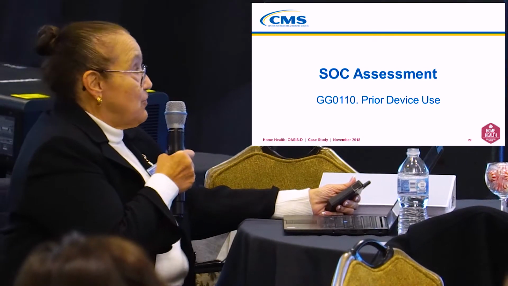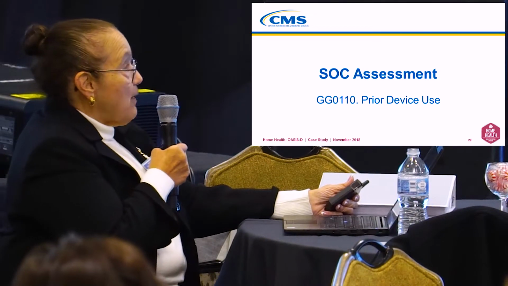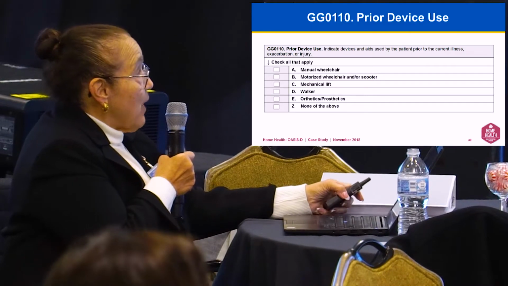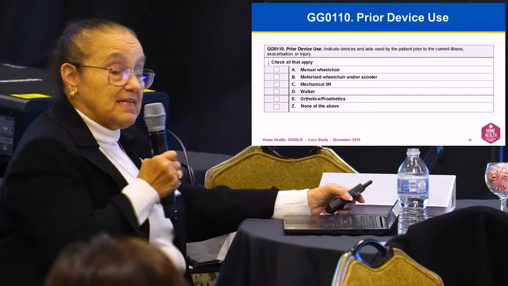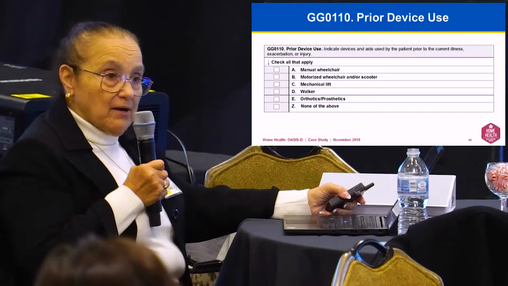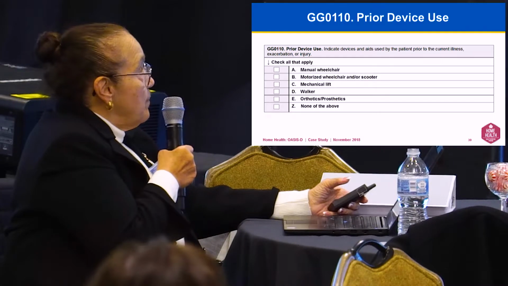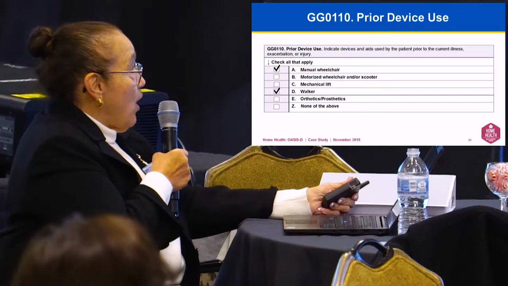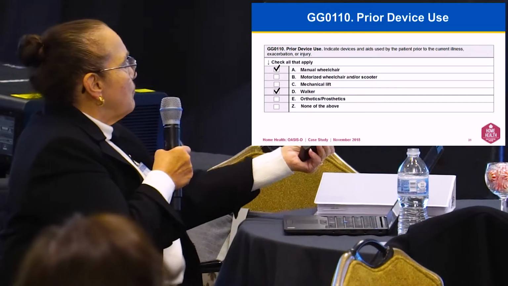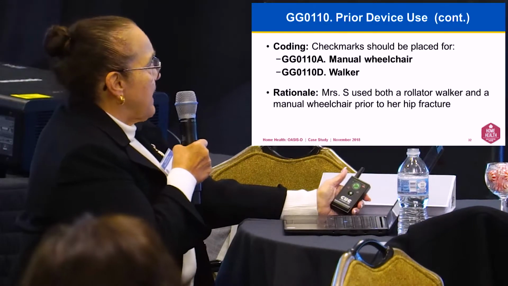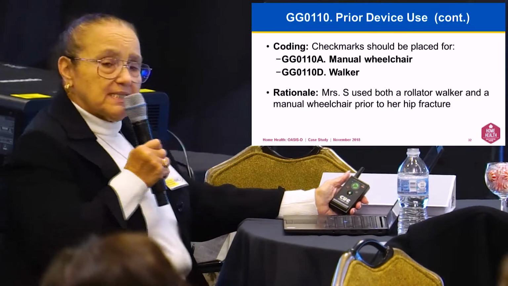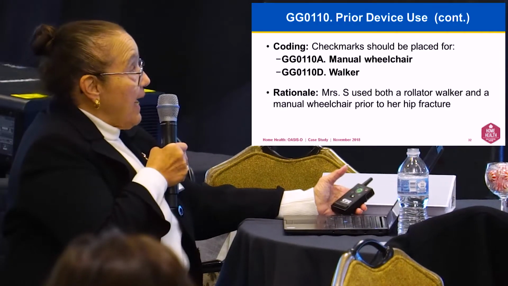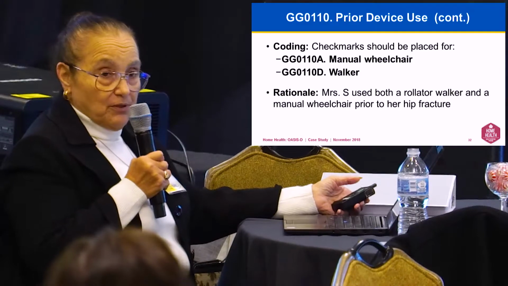Now let's move on to GG0110, prior device use. Remember that in prior device use, we are looking to identify what devices and aids this patient was using prior to the onset of the illness or injury. Here, you're going to check the ones that apply: manual wheelchair and a walker. The reason we've checked both of these is because Mrs. S required both the rollator walker for ambulation and a manual wheelchair for longer distance.